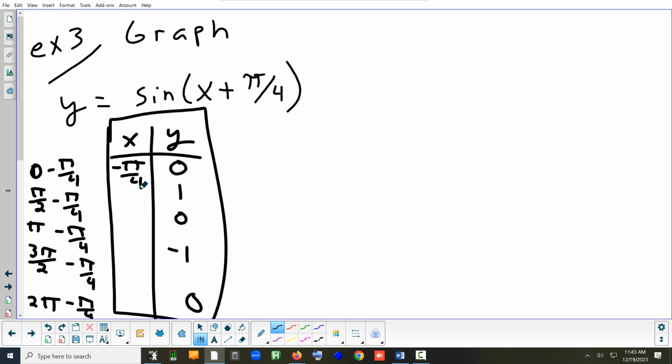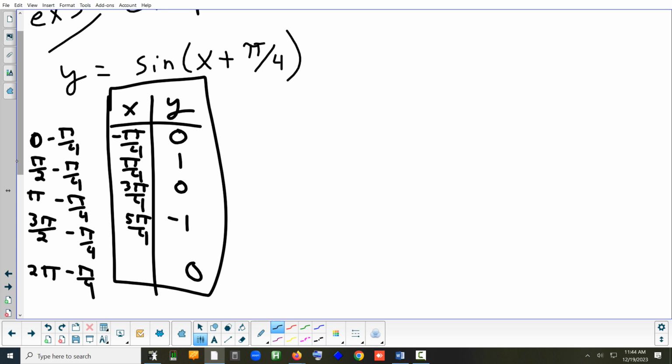Well, pi over 2 is bigger than pi over 4, so that is going to be positive. So this is 2 pi over 4 minus 1 pi over 4. How about pi minus pi over 4, or 4 pi over 4 minus 1 pi over 4? What is it? 3 pi over 4. Okay. How about 3 pi over 2 minus 1 pi over 4? 5 pi over 4. And 2 pi, take away 1 pi over 4.